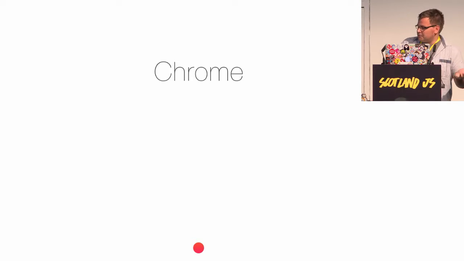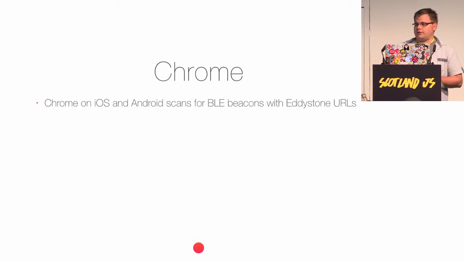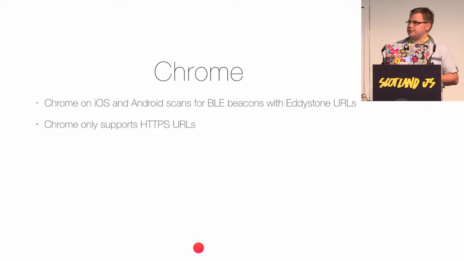So the second part to the picture is Chrome. We've got Chrome on our Android device. Chrome picks up on that beacon, and Chrome's always scanning. If you enable it, it's always scanning, and it finds those URLs. By default, well, not by default, it does only support HTTPS URLs. So Chrome will only care about HTTPS; if you broadcast an HTTP URL, then Chrome will just ignore it.